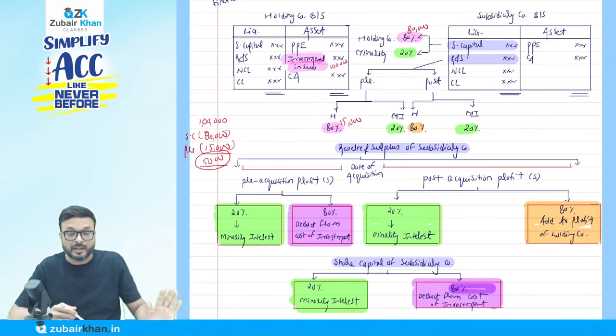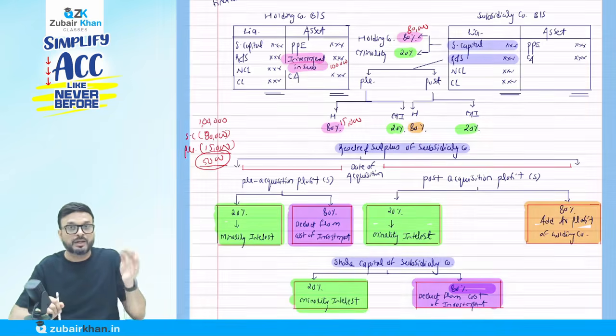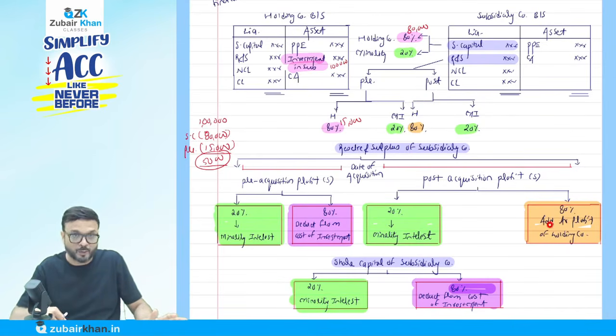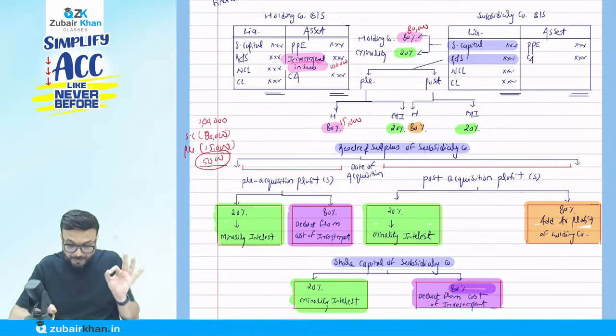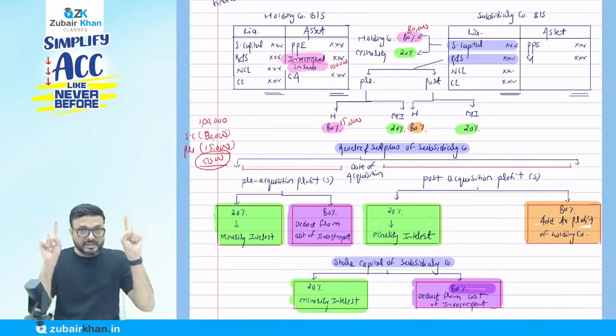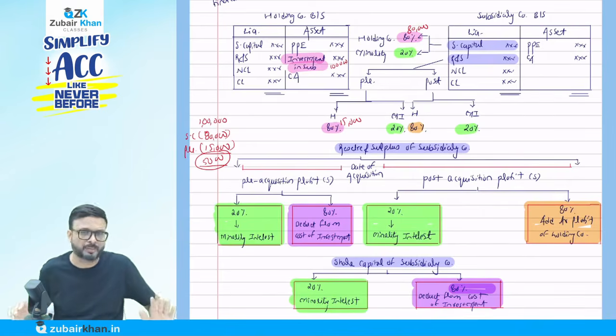Now, what about the post-acquisition profit which belongs to the holding company, in the subsidiary company's reserve and surplus? This is revenue nature profit, because this profit did not exist on the date when the holding company controlled the subsidiary. So the post-acquisition profit is going to be added to the profit of the holding company. If you get the art of bifurcating the profit between pre and post, that is the main part. Otherwise, it is a very simple topic.